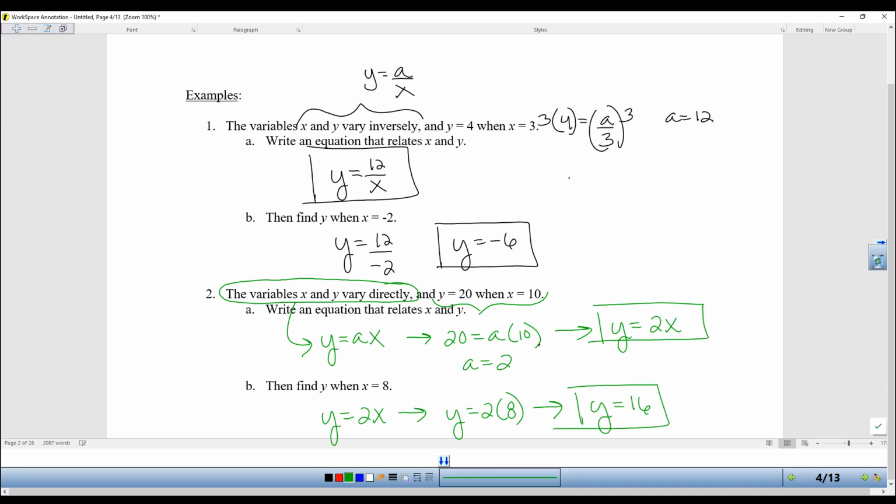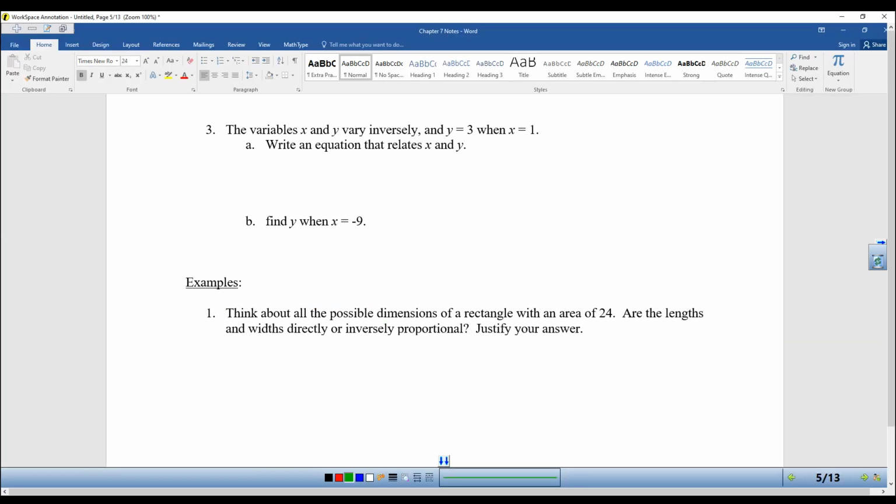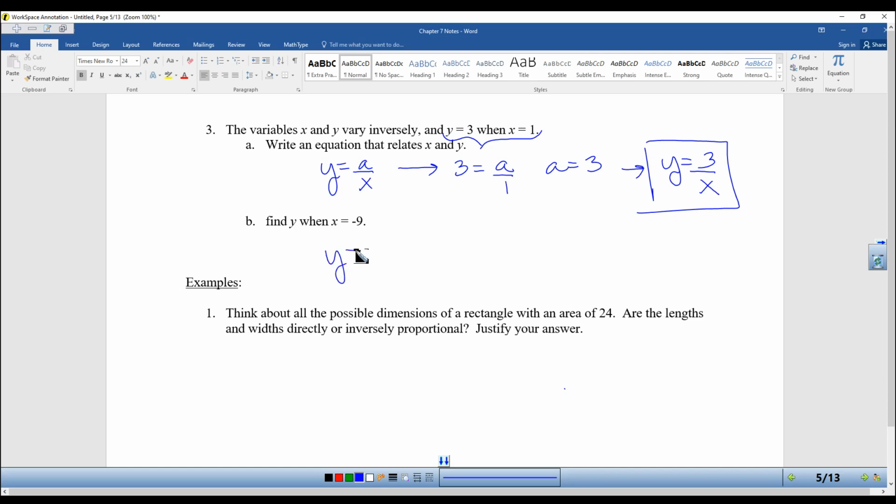Okay, really, now, if you have still not stopped this video, you should on the next one. The variables x and y vary inversely. Y is equal to a over x. But I need to find a. When it says write an equation that relates them, a doesn't count. You need an actual number there. So I'm going to use this and plug it in. So 3 is equal to a over 1. So a is equal to 3. So my equation is y is equal to 3 over x. And then when x is negative 9, y is equal to negative 1/3.